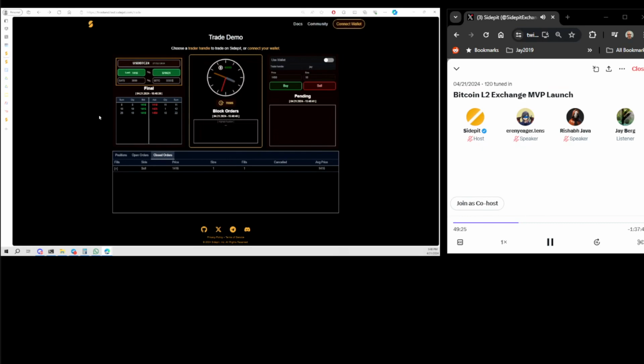So the market maker essentially helps finalize the orders. The market maker is just a Python bot connected to the same API as this GUI. There's nothing special about it.